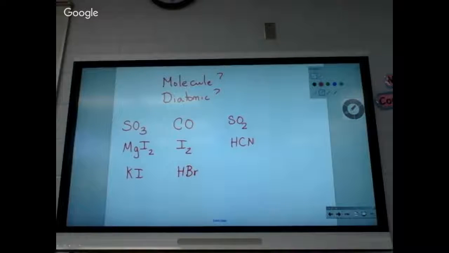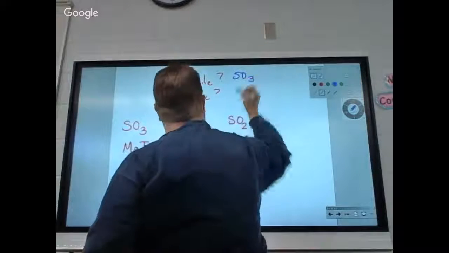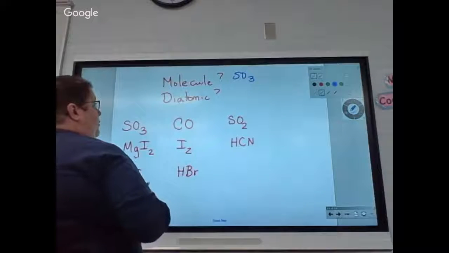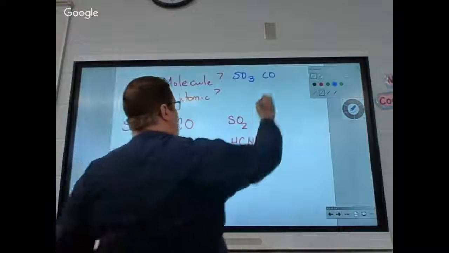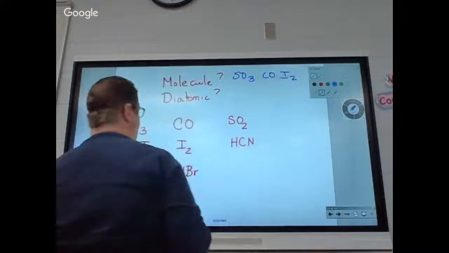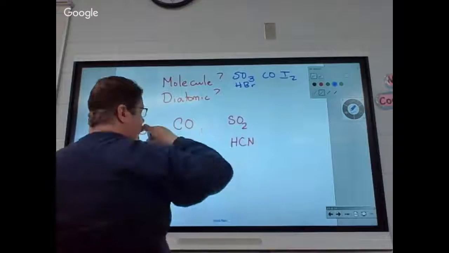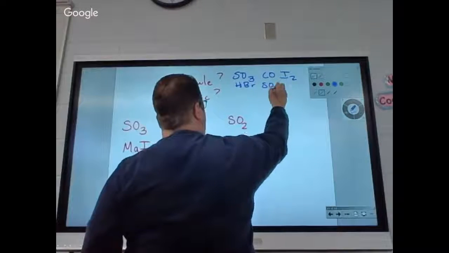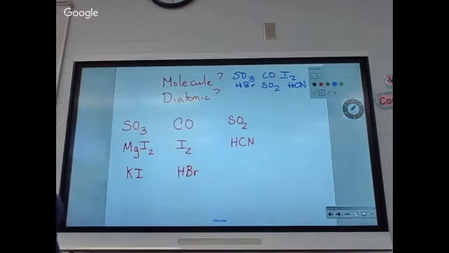So if we look at question 1, SO3, is it a molecule? Yes. So SO3 goes here. All right, MgI2. No. KI, no. CO. Yes. I2, yes. HBr, yes. SO2, yes. HCl, yep. All right, so 6 of them were molecules. Everybody agree with that? Yes.